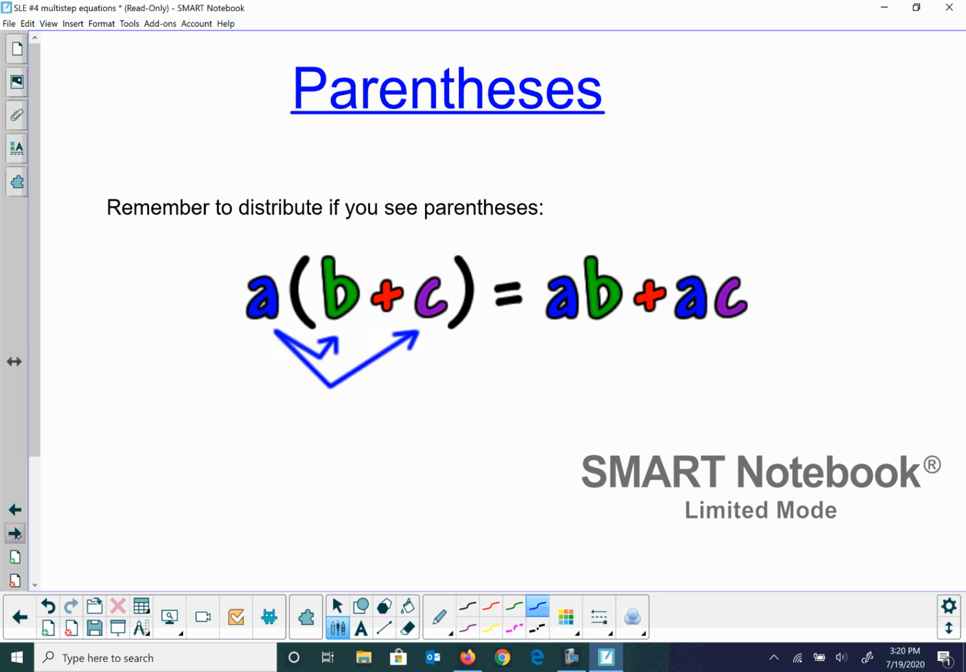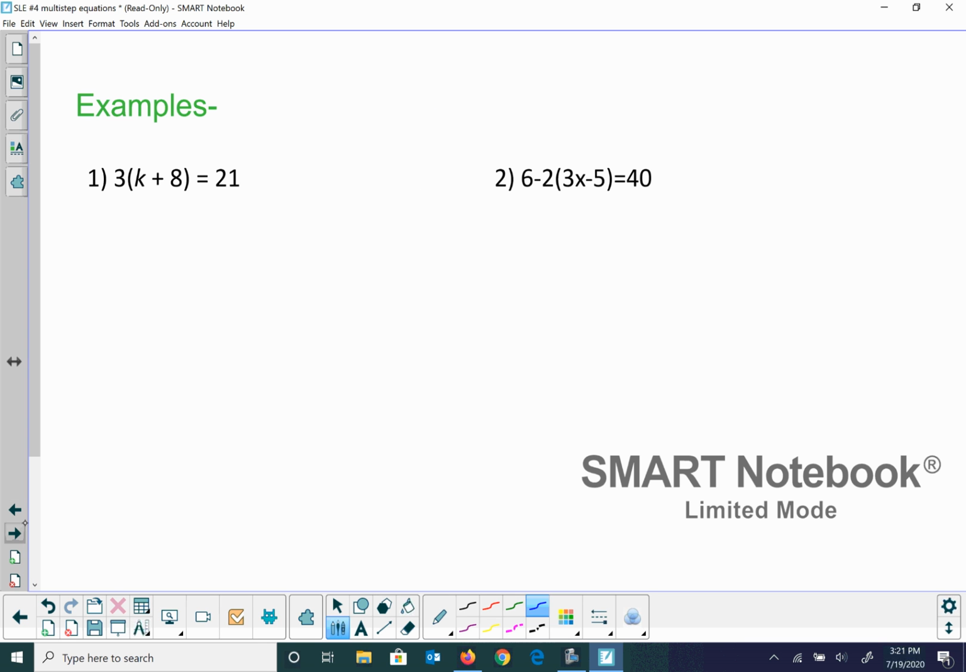Okay, so remember, if you have parentheses, make sure you distribute. So this one we want a times b to get ab, a times c to get ac. So remember, when you have parentheses, make sure you distribute over the parentheses. So let's do exactly that.